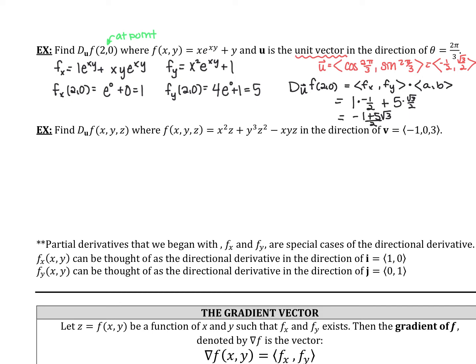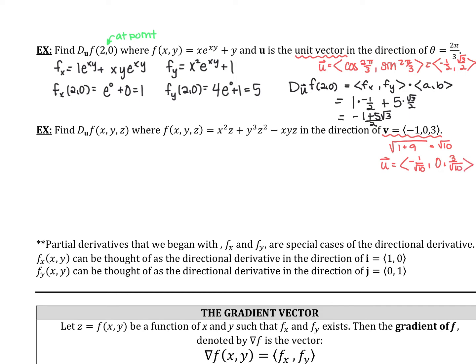All right, so hopefully you had a chance to try this. And the first thing that I'm going to do on this one, again, is to find a unit vector, because this is currently not a unit vector. So looking at this, the magnitude of this vector would be 1 squared plus 3 squared, so square root of 10. So my unit vector in this case would be negative 1 over root 10, 0, and then 3 over root 10.